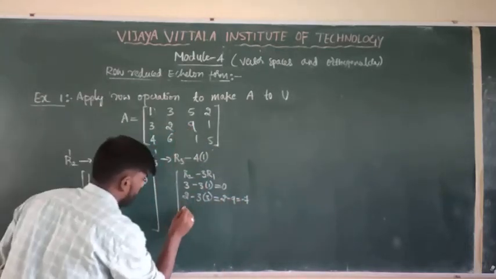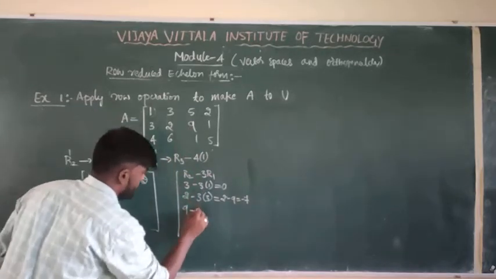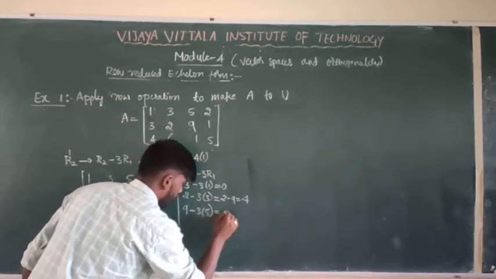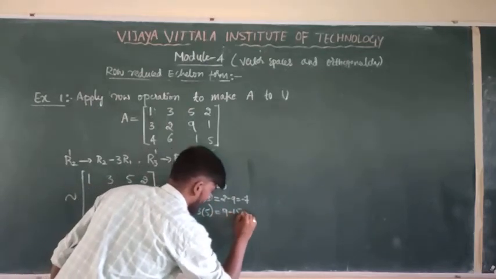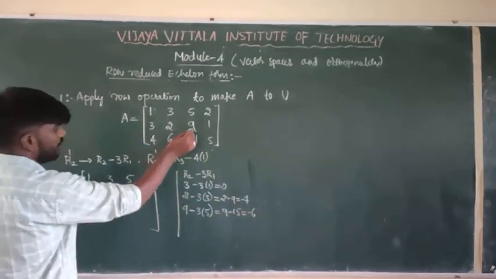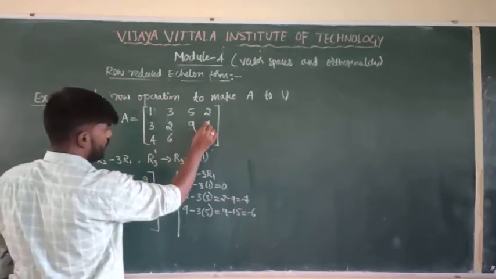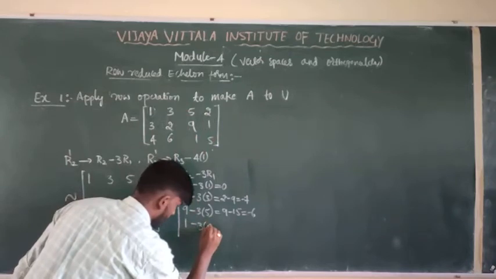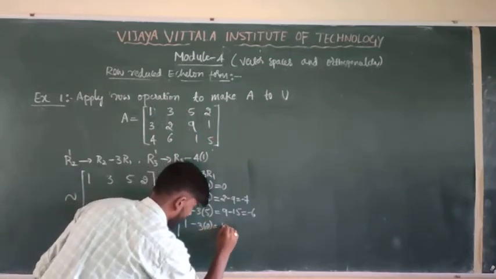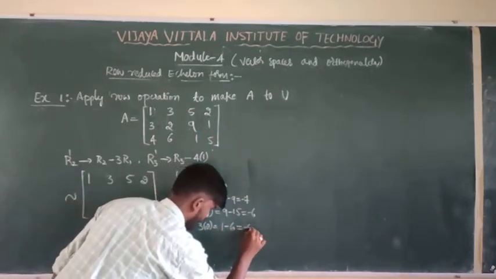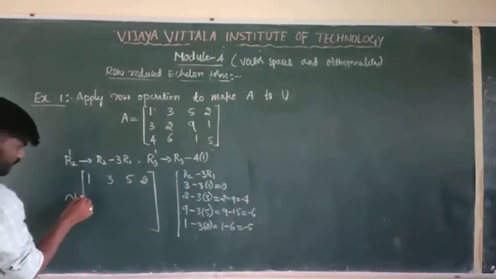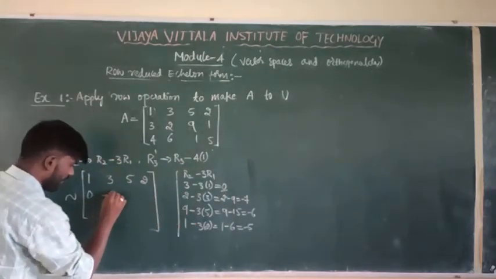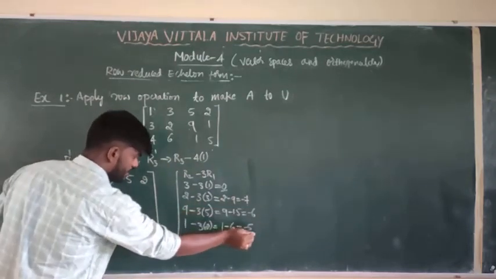In the third element, 9 minus 3 into 5 gives minus 6. In the fourth element, 1 minus 3 into 2, 1 minus 6 gives minus 5. This becomes 0, and minus 7, minus 6, minus 5.